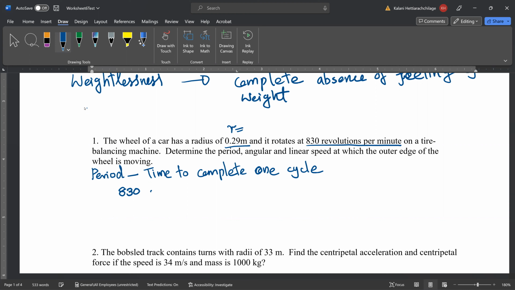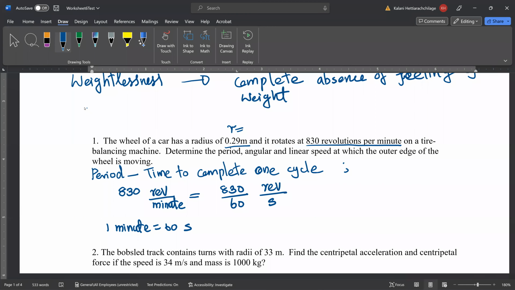830 cycles or revolutions per minute. This is what is given, right? So now let's do this calculation first. We know that 1 minute is equal to 60 seconds, right? So let's do 830 revolutions divided by seconds, but the minute I convert into seconds, that means I have 60 in the denominator. So revolutions per second means what? Per second, how many revolutions does it do? Is that the frequency unit, right?